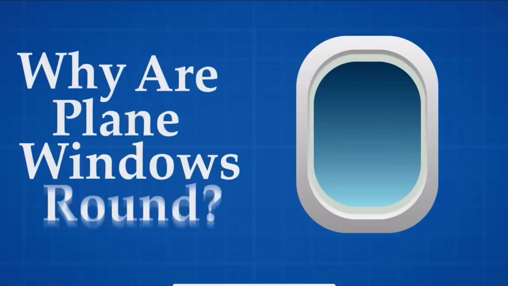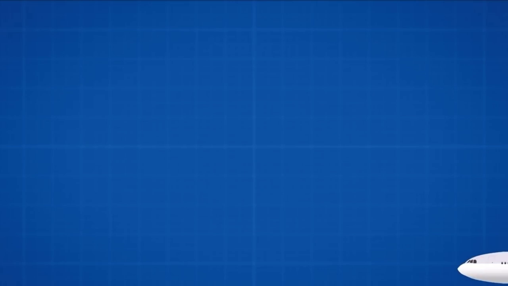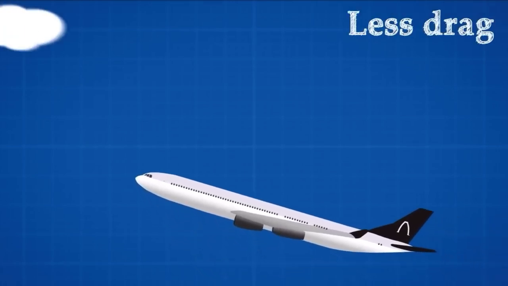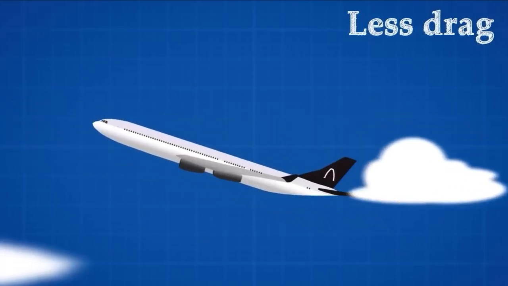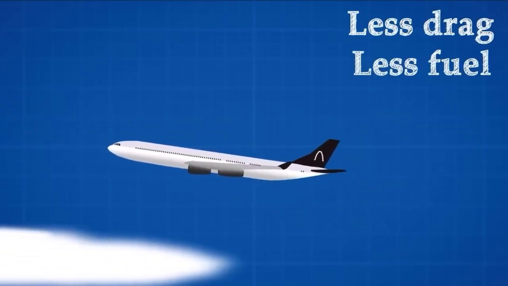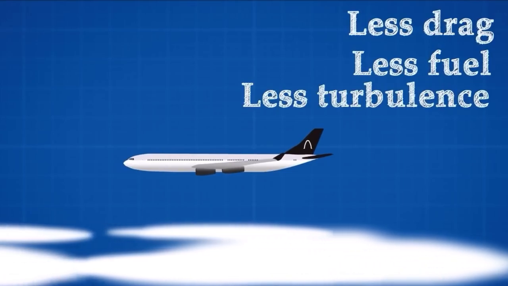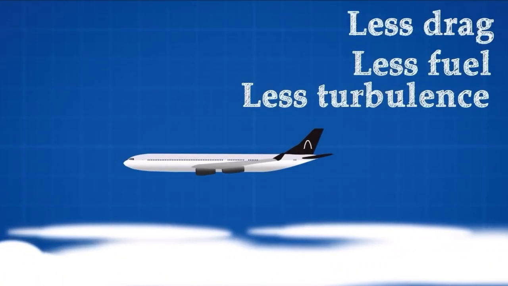Why are plane windows round? This seems like a simple question, but let's take a look. As passenger planes became more popular, planes needed to fly higher. Flying high means less drag because the air density is lower in the upper atmosphere, so less fuel is wasted. Flying high also means a more comfortable flight, because the plane can now fly above the turbulent lower atmosphere.